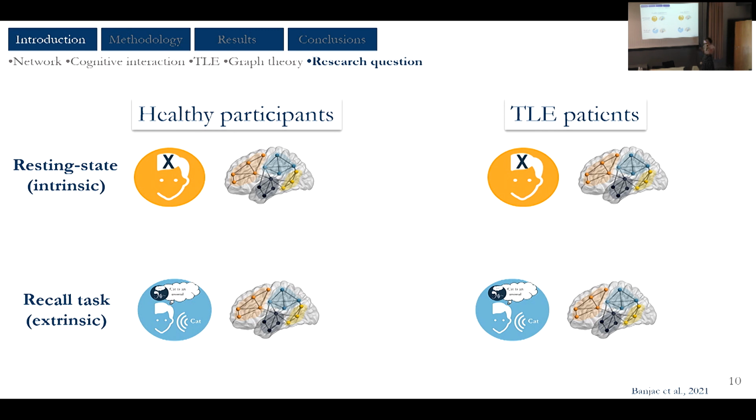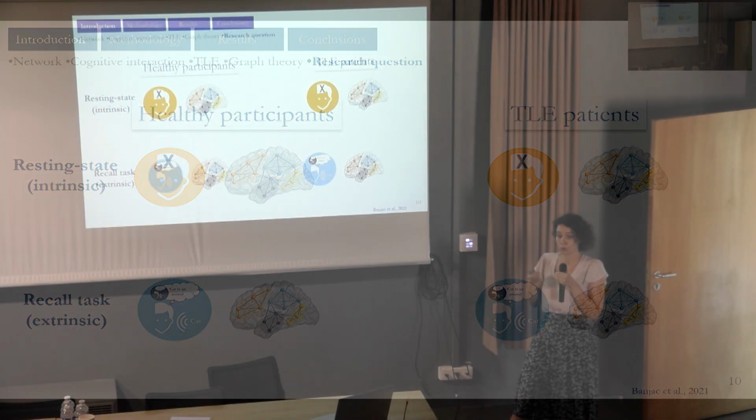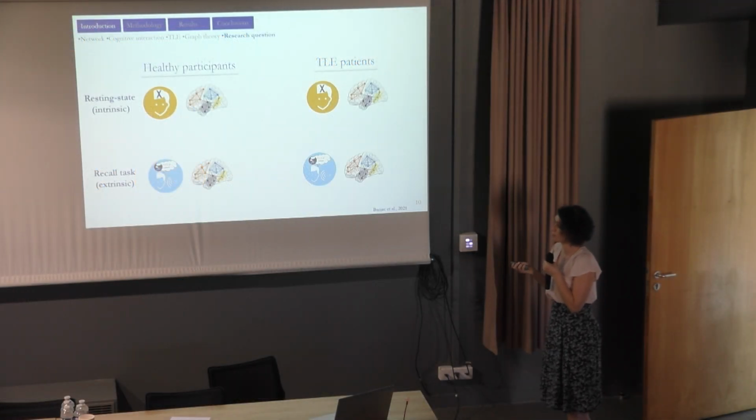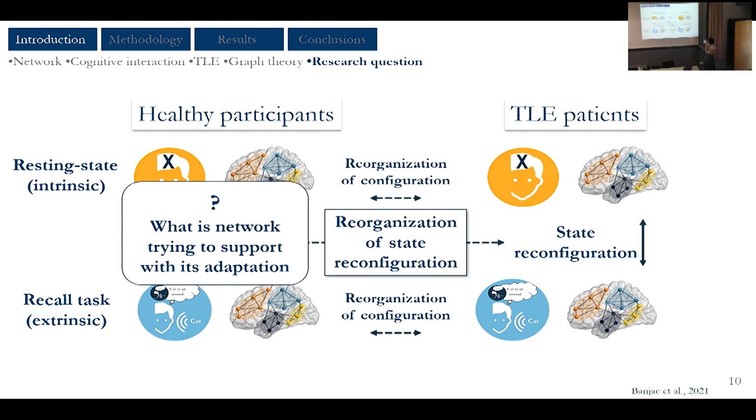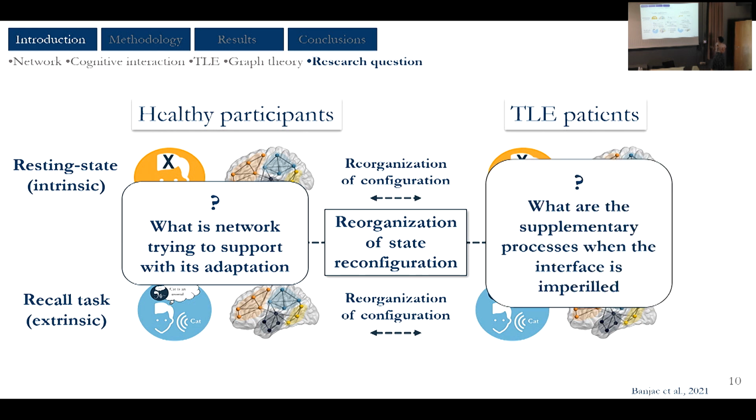During this task, we asked participants to recall and repeat the sentence they previously generated. So we explicitly asked them to use language and memory jointly. We compared resting state and recall task in order to see how the network is reconfiguring. So what is the network trying to support with its adaptation? What sub-processes? And we also compared healthy participants and temporal lobe epilepsy patients to see what supplementary processes the network is trying to support through its reorganization.